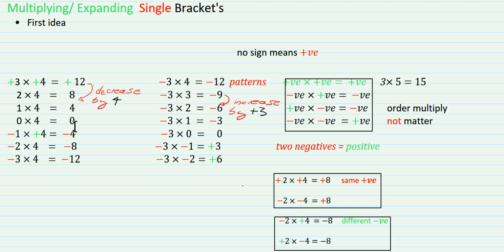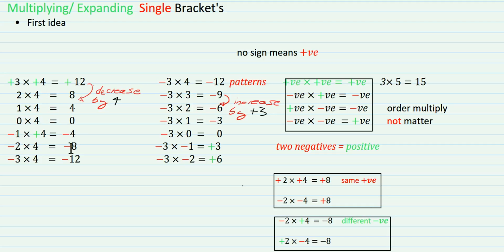Now from this pattern we know that this number is 4 less than 0. So 0 take away 4 will give me minus 4. Okay, so minus 1 times plus 4, this number is still plus, yeah? We get minus 4. This minus 4 is 4 less than 0.